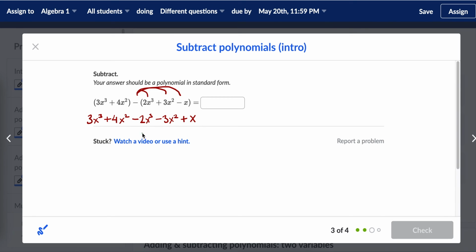And then from there, we combine like terms. The highest exponent first gives us x cubed: 3x cubed minus 2x cubed. The next one is our squares: 4x squared minus 3x squared, so that's plus x squared. And then our last one is just this x by itself here, so plus x. So that's all there is to subtracting polynomials.